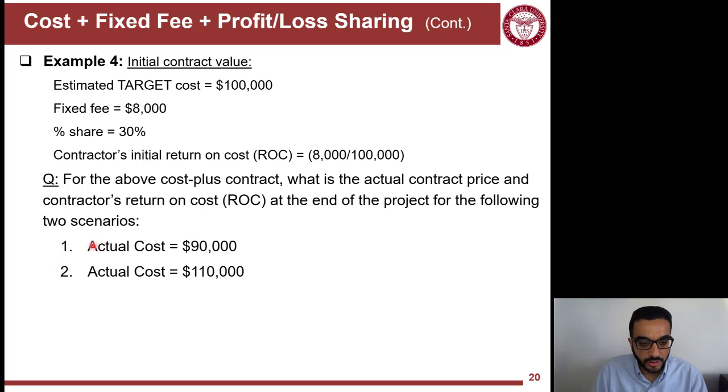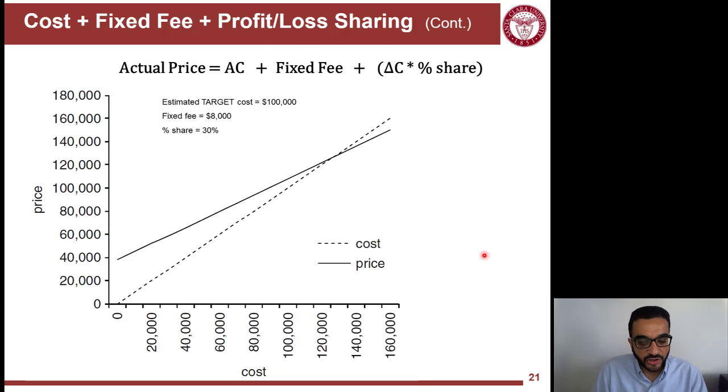And now the same thing. What would be the situation if the actual cost ends up to be 90,000, and if the actual cost ends up to be 110,000? When we solve that, we'll get an idea of what's really happening here, but we can plot a graphical representation of the generalized understanding of the cost plus fee plus profit and loss sharing payment mechanism. So you can see here that at lower actual cost values, the contractor is achieving a lot of profit until the lines break even at some point.